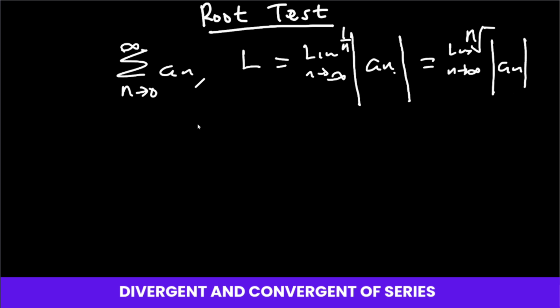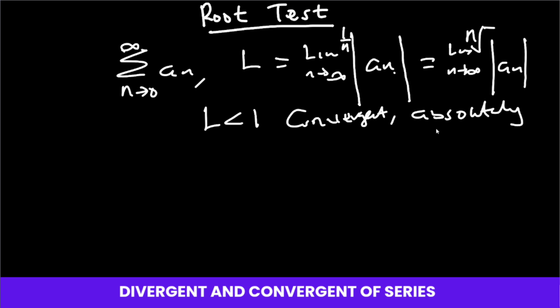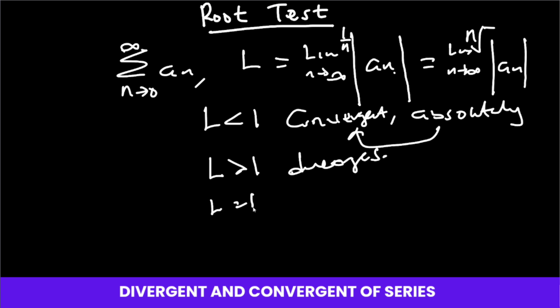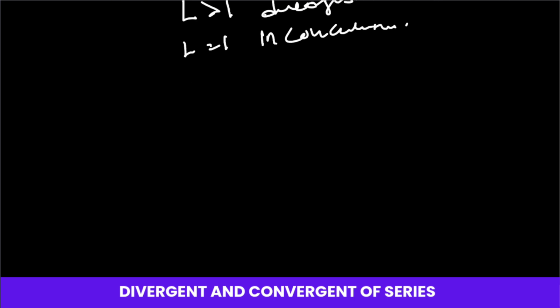Now, after you have gotten the value of L, if L is less than 1, then the series is convergent, or is absolutely convergent. If it is absolutely convergent, then it is actually convergent. But if L is greater than 1, then the series diverges. But if L is equal to 1, then the test is inconclusive. That means we don't know whether the series converges or diverges.